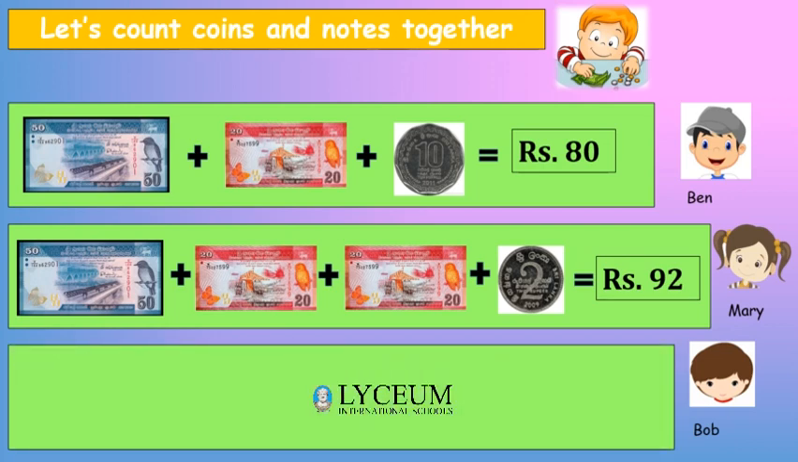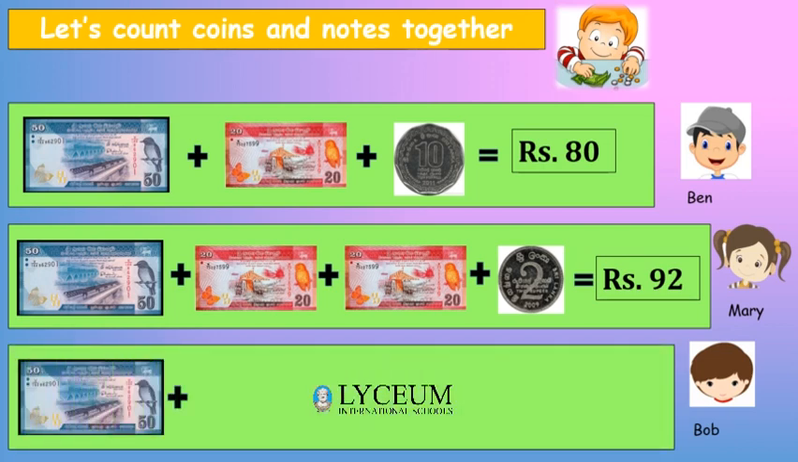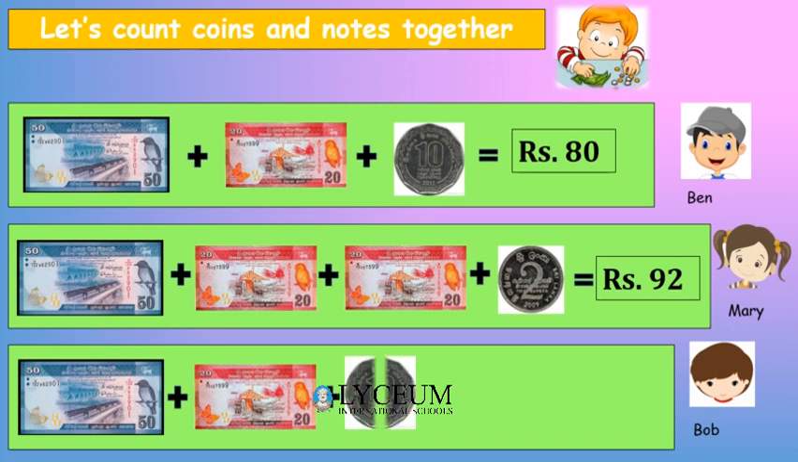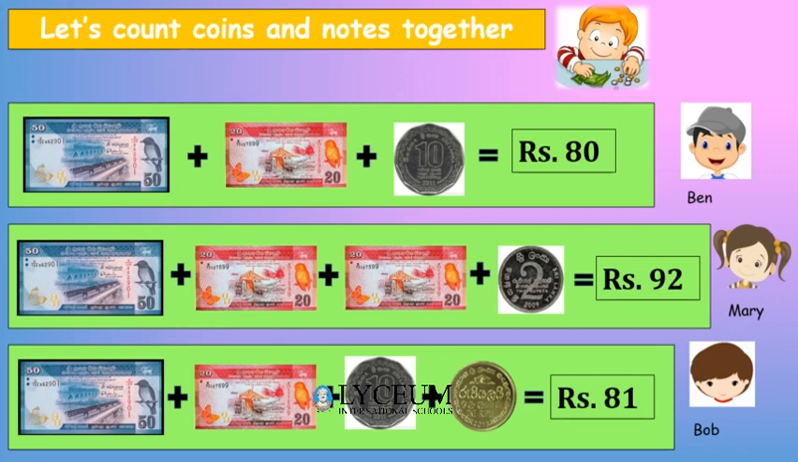Next person is Bob. Let's see what Bob has. He has 50 rupees, 20 rupees, 10 rupees and a 1 rupee. Let's start. 50 plus 20 is 70. 70 in your mind. 70 plus the 10 gives us 80. Now 80 in your mind. 80 plus 1 gives you 81 rupees. So Bob has 81 rupees.